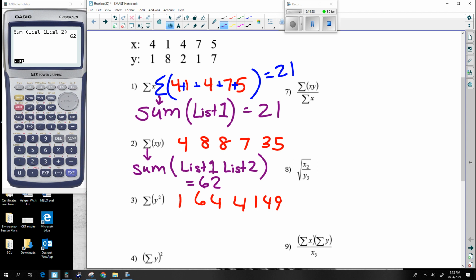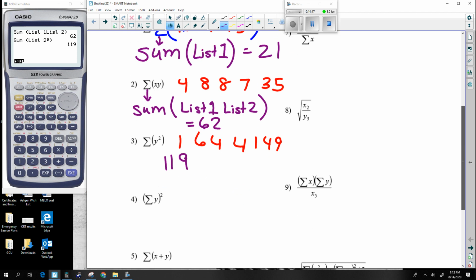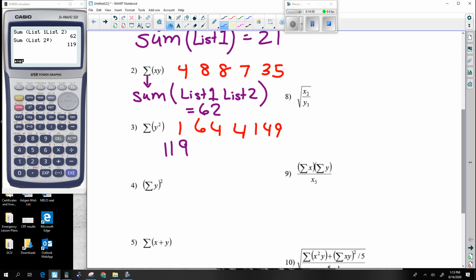Number 3, the sum of y squared. So the sum of y squared. Notice how the square is on the inside of that parentheses. All right. The next one is the sum of y squared. I'm not sure. Hold on. Yeah, okay. So be careful on this one.